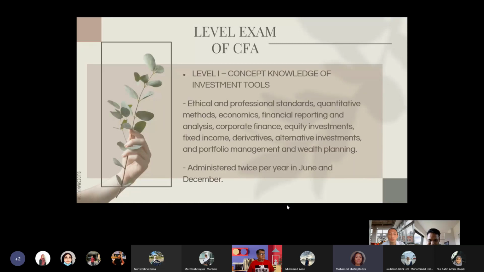Okay, next. So the first level is concept knowledge of investment tools. You will learn about ethical and professional standards, quantitative methods, economics, financial reporting and analysis, corporate finance, equity investment, fixed income, derivatives, alternative investments, and portfolio management and wealth management. You will know the terms you need to know about financial analysis, and the exam is administered twice per year, in June and December. Next.